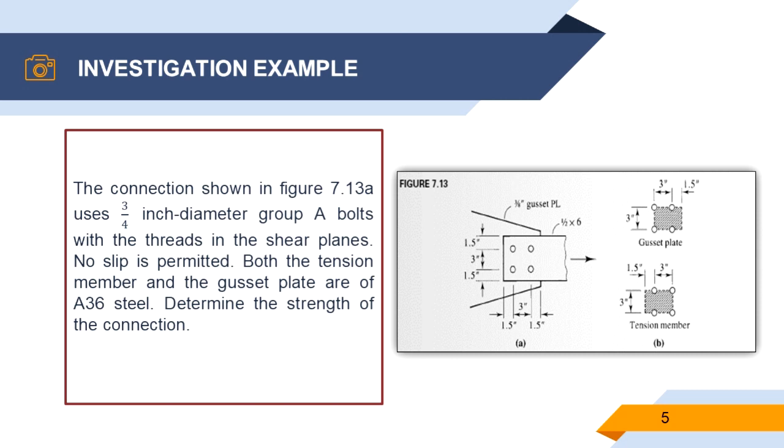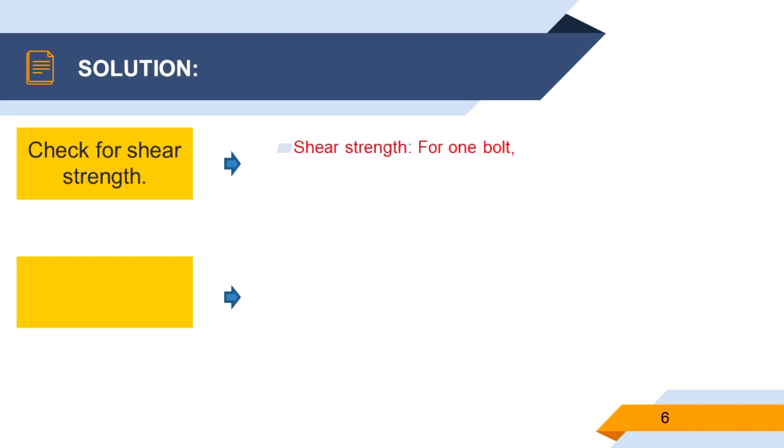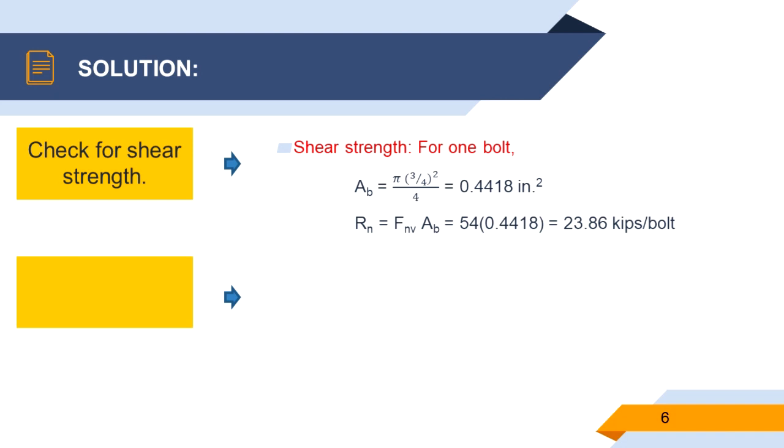For efficiency, the nominal strength for each limit state will be computed before specializing the solution to the LRFD and the ASD. Solution. First, we have to check the shear strength. Shear strength for one bolt: first we solve for the area of the bolt, which is equal to pi times (3/4) squared over 4, equal to 0.4418 inches squared. Now we will solve for Rn, which is equal to Fnv Ab, and substituting the values, we get 23.86 kips per bolt.